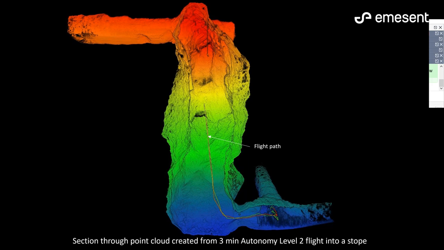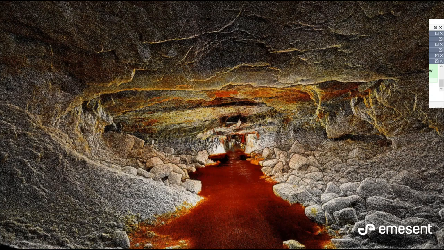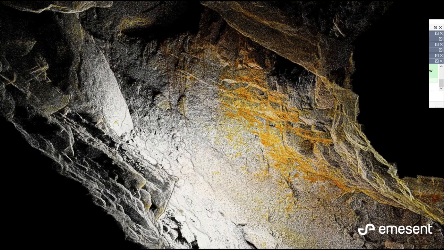In this case, this is a level 2 flight, and you can see it was beyond visual line of sight for the operators down at the bottom. These are some high resolution imagery showing some of the geotechnical features of these cavities. Previously, this kind of resolution was not achievable.